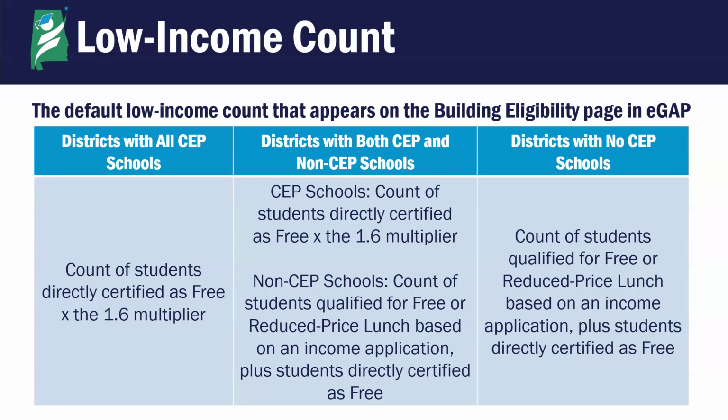If there is a district that has no CEP schools whatsoever, then the low income count equals the free plus reduced lunch count based on those lunch applications plus the directly certified as free. So the default setting is to automatically use the 1.6 multiplier for CEP schools.